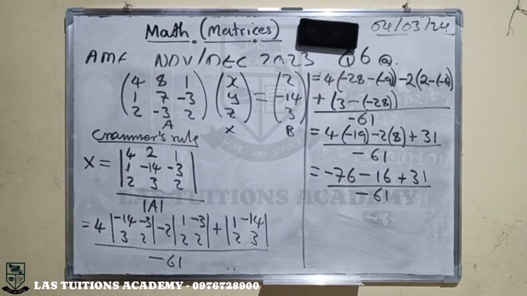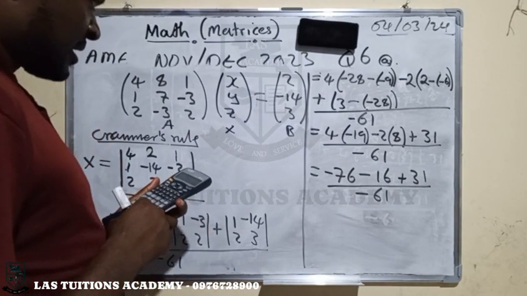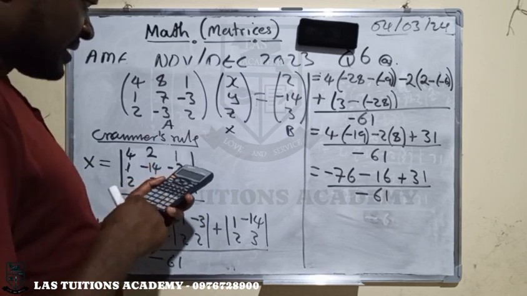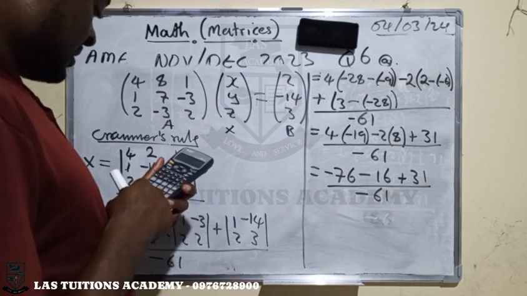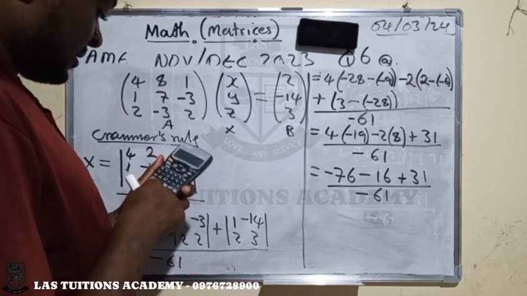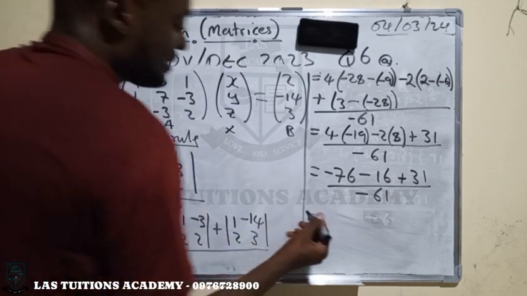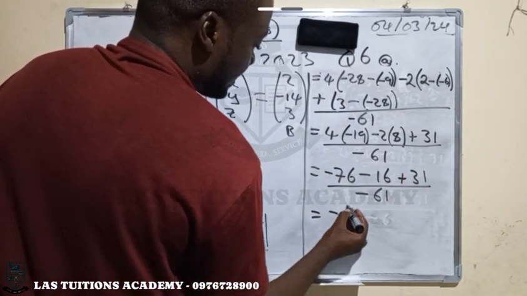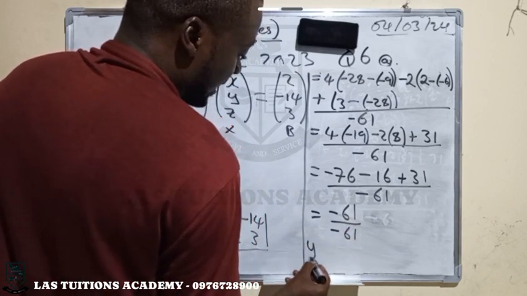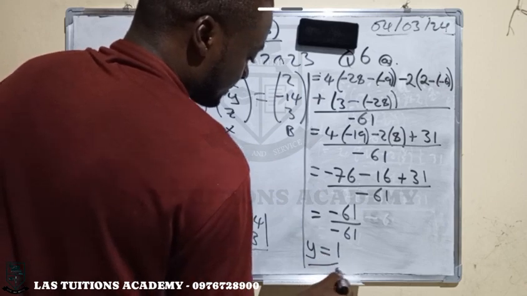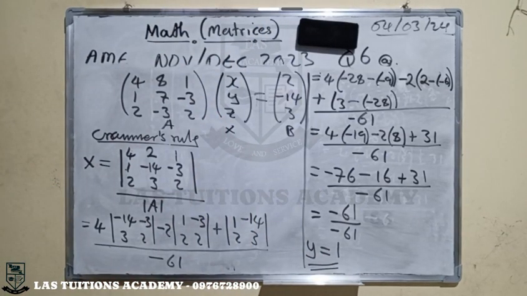Okay, so now we have 31 minus 16 minus 76, which gives us negative 61. So on top I have negative 61 over negative 61, which means that y is equal to 1. Did we find the value of y as 1? Yes. Great.